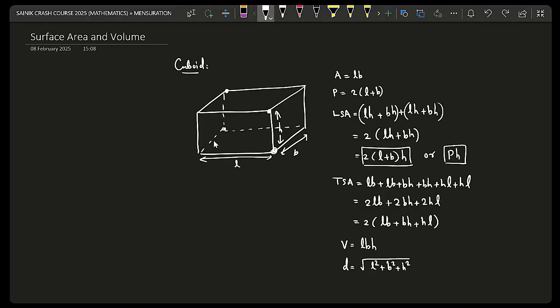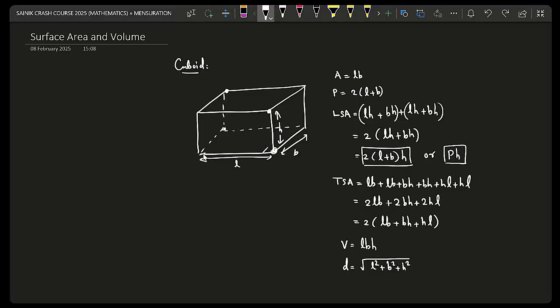Sir, what is the proof of the diagonal formula, square root of L squared plus B squared plus H squared? You want the proof? Yes, sir. Okay, let us discuss. See here, for example, let's take the base. The base is in rectangle shape. In a rectangle, every angle is a right angle, right? So what is the angle here? 90 degrees.